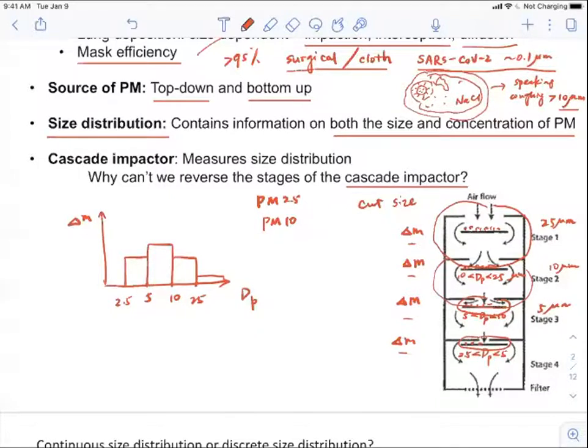So eventually here, we're going to add a filter, okay? The filter is going to collect everything. Just think about the N95, right? You can collect all the remaining particles. So here we're also going to get a delta mass, right? So in this situation, the PM10 is just going to be delta M1 plus delta M2 plus delta M3, right? It's particle mass below 10 micrometers, or below 10 and above 5, and below 5 and above 2.5, and everything else, right? So this is how we can get the PM10.